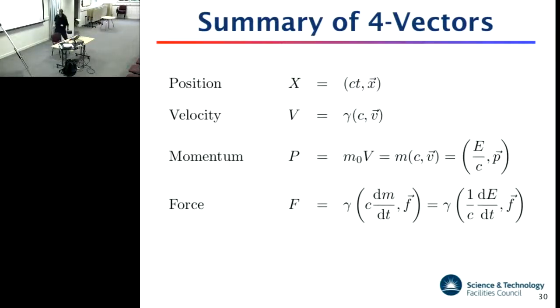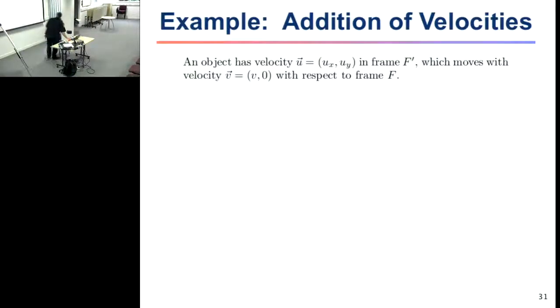Right. So here's a summary of the 4 vectors that you're likely to deal with: 4 position, or an event, 4 velocity, 4 momentum, and 4 force. I don't think I've ever heard it called 4 force, but there you go.